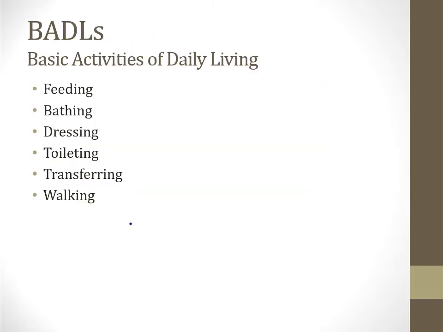Listed on this slide are the basic ADLs. When you hear people talk around the hospital about whether or not patients can do ADLs, this is usually what they are referring to. The basic ADLs include things like feeding, bathing, dressing, toileting, transferring, which means getting up and out of a chair or up and out of bed, and walking. And like I said before, patients who are unable to do these things usually require a very high level of care.